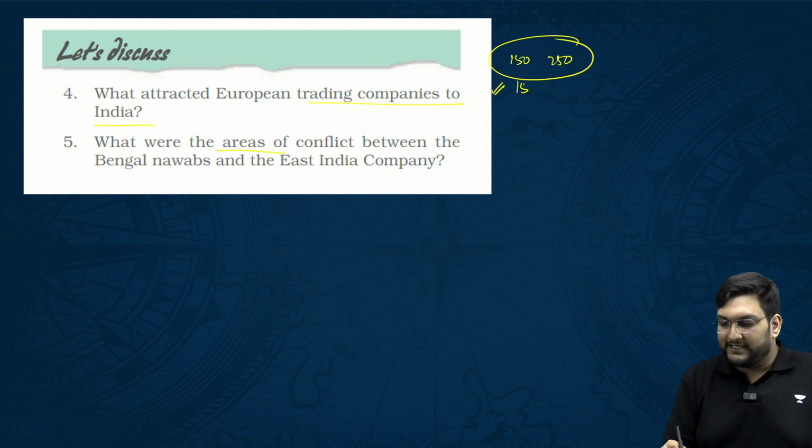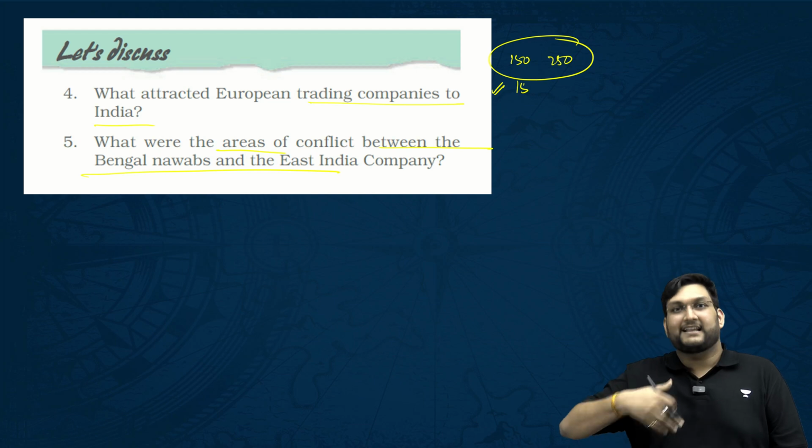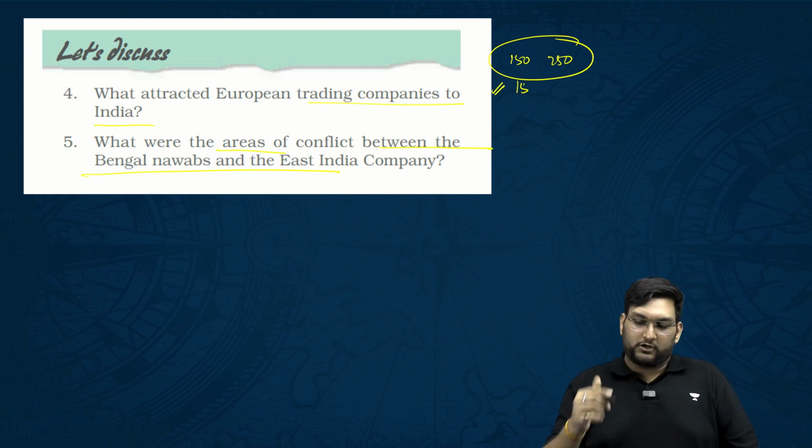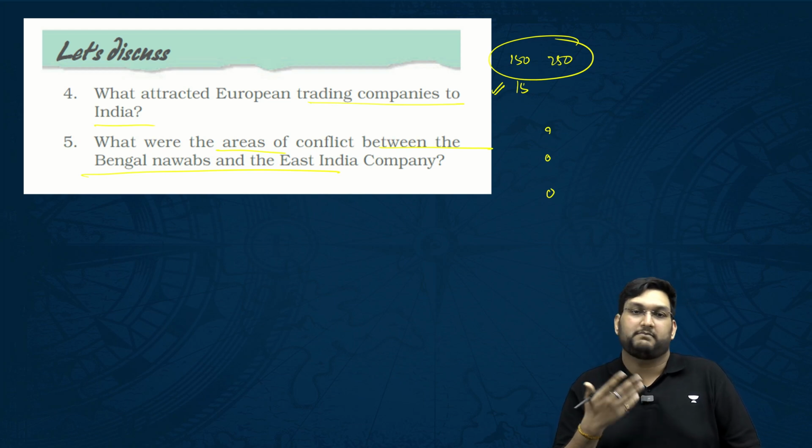Thereafter, what were the areas of conflict between the Bengal Nawabs and the British East India Company? This is again an interesting question. It talks to you about the points of discussion, points of the Farman, and the concept of how the conflicts spill over into Plassey and Buxar.